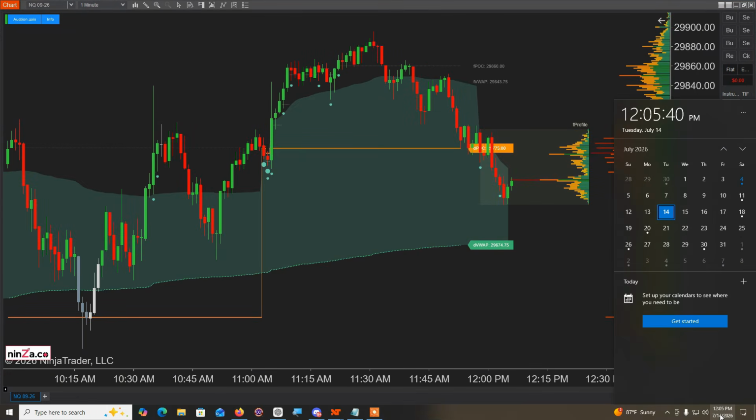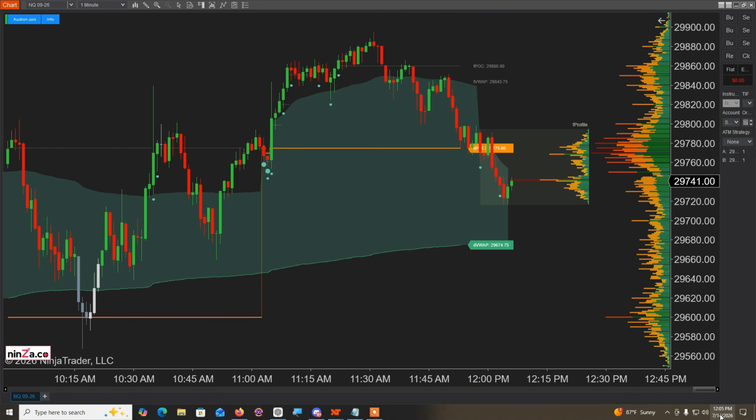Today I'd like to introduce you to one of NinZa's newest indicators called auction axis. If you're new to auction market concepts, don't worry. The purpose of this indicator is actually to simplify them and make them much easier to visualize. The idea behind auction axis is that markets are constantly searching for fair value. Instead of focusing only on whether price is going up or down, this indicator is trying to answer a different question. Where is the market accepting value?